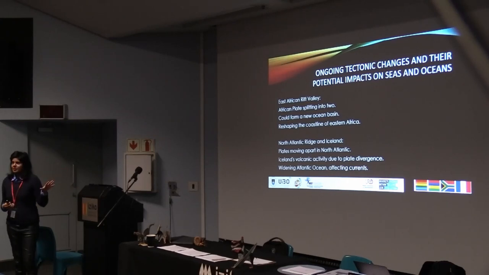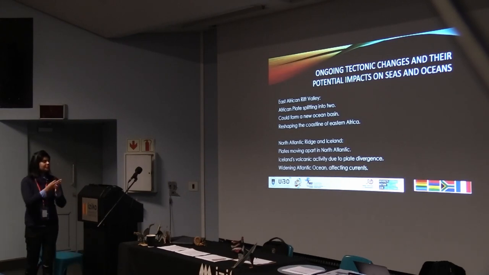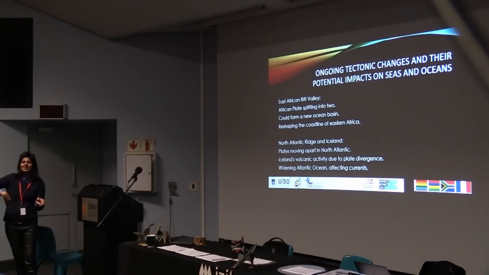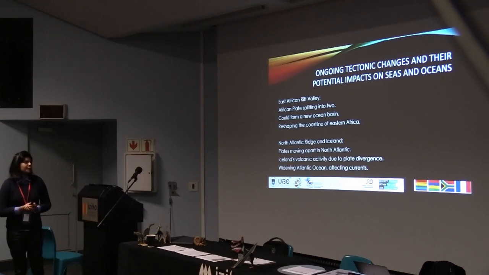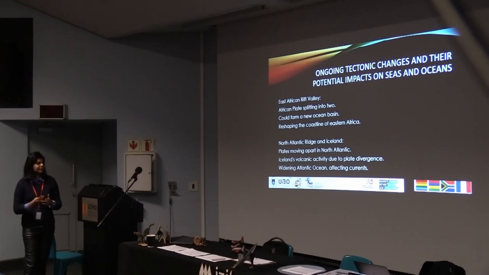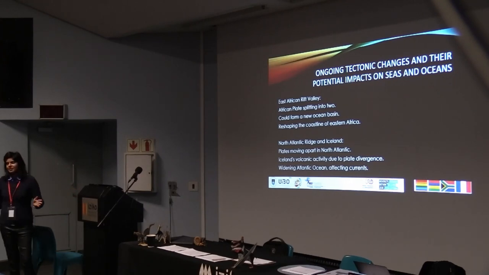Iceland is also a place which has a lot of volcanoes. If you look at a map, it's in between two big continental plates, and what's going on at the moment is that it's moving aside. Actually, there's a place you can visit, and you can even walk around there. With this plate divergence, this could widen our Atlantic Ocean, and this has potential effects on what will actually happen to our currents.